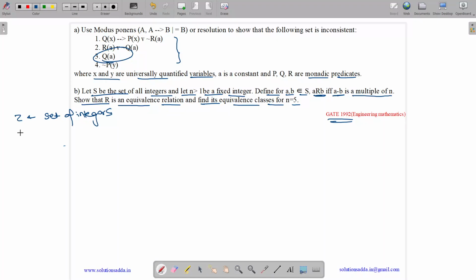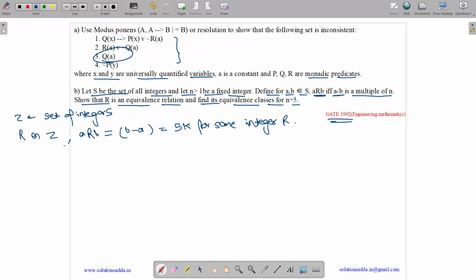The relation R is defined on the set of integers, where a is related to b if a minus b is a multiple of n. Here let us do it for 5, which means a minus b is a multiple of 5. Or we can write a minus b or b minus a, anything, equals 5k for some integer k.